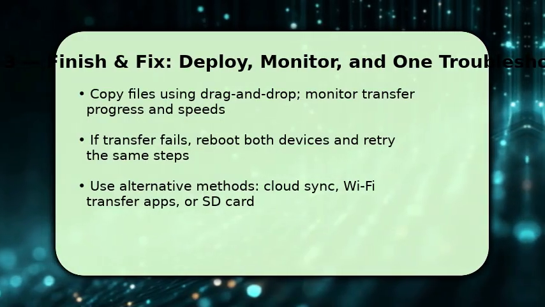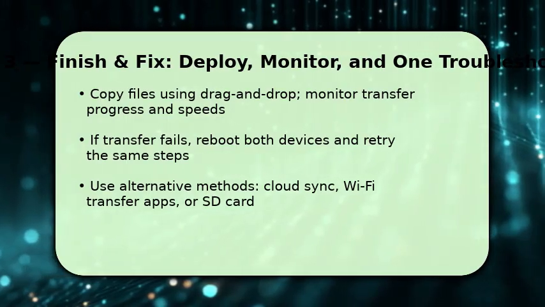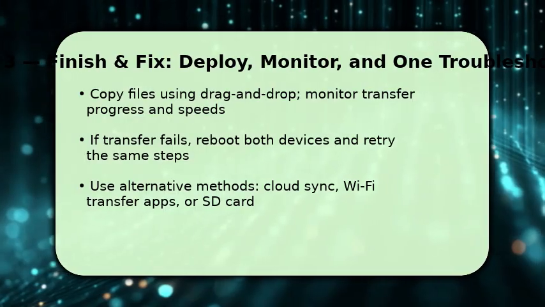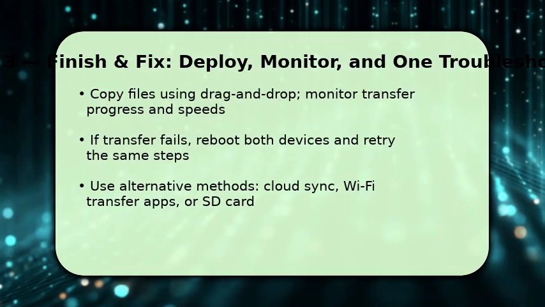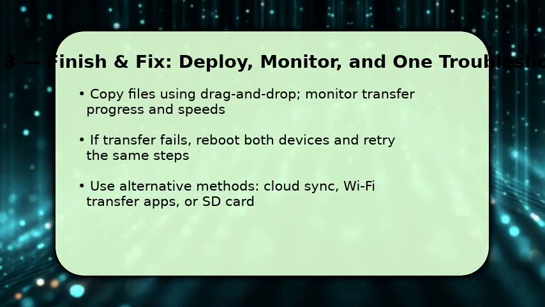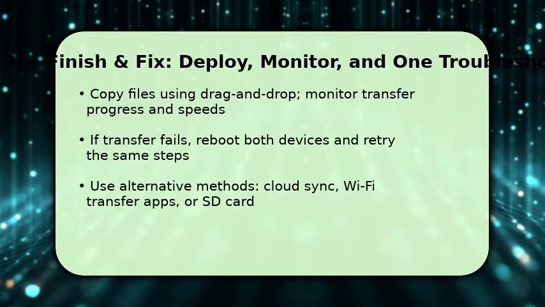If transfers stop or error, reboot both the phone and computer, then repeat the exact sequence from enabling file transfer to connecting. If issues continue, switch to alternatives like Cloud Sync, a Wi-Fi transfer app, or remove the SD card and use a card reader. A key troubleshooting tip: if transfers fail repeatedly, test with a different cable and port to root.